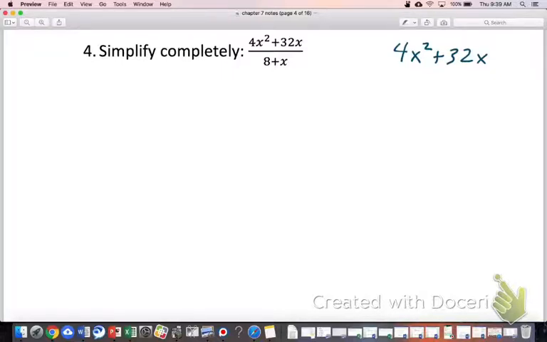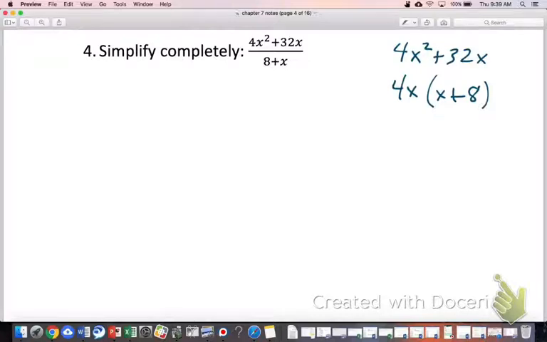So Ashlyn, if I do pull the 4x out, what would the leftover expression be back in the parentheses? X plus 8. Thank you, Ashlyn. So x plus 8 would be the leftovers, correct? Take a minute and think about that. Does that make sense? Any questions?